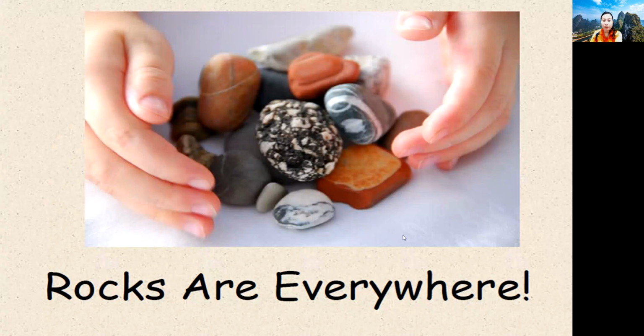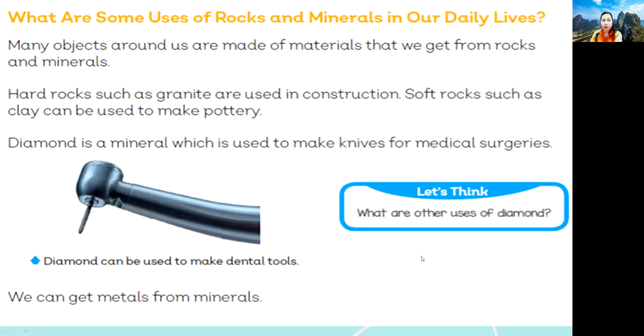Now, what are some uses of rocks and minerals in our daily lives or in our everyday life? So many objects around us are made of materials that we get from rocks and minerals.